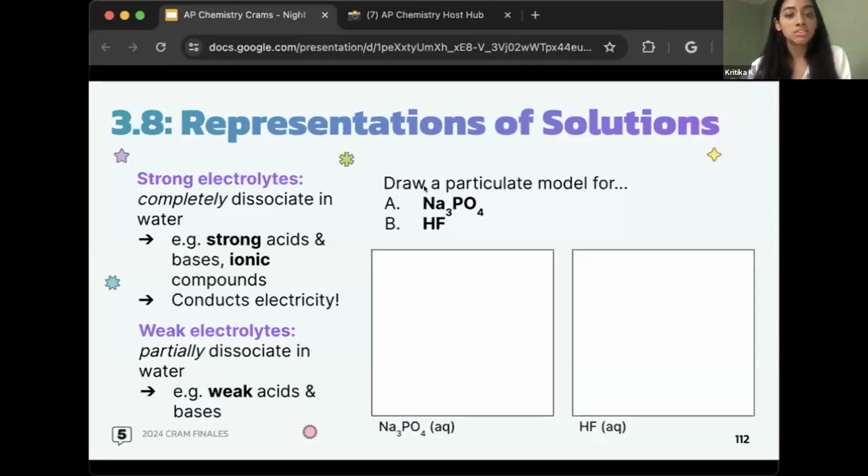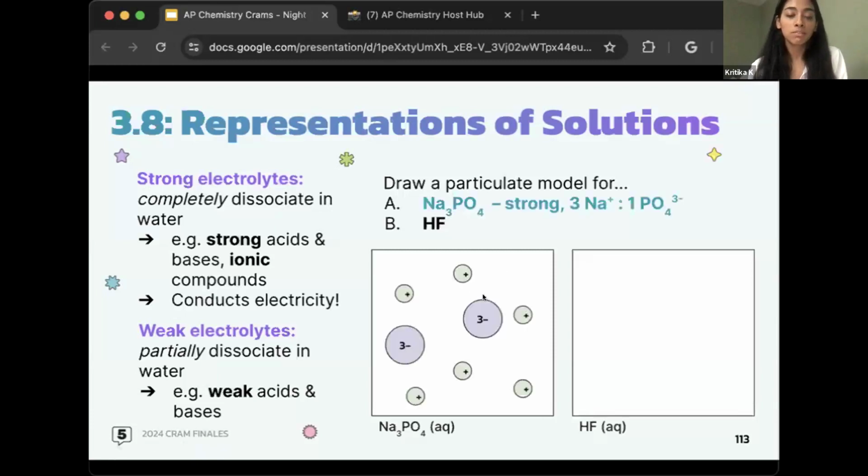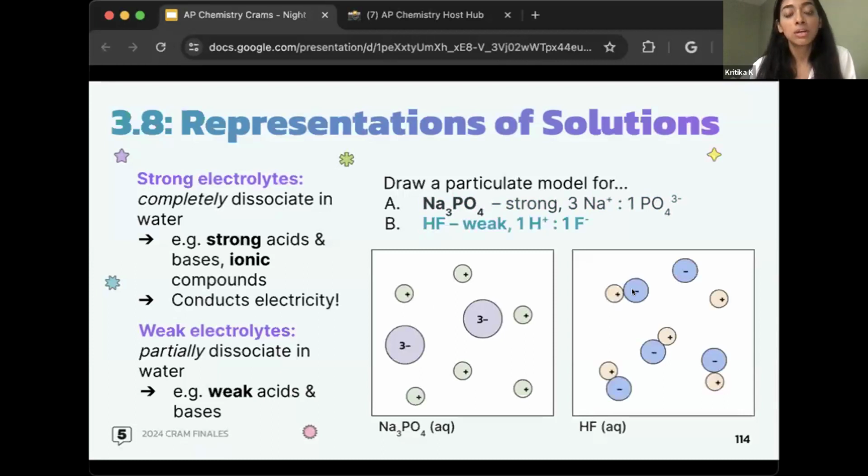So it's asking us to draw a particular model of these two molecules. For the first one, this is a stronger electrolyte, so it will be completely dissociated, whereas HF is a weaker acid, so it's only going to be partially dissociated. You see how in the upper left corner, we have the fluorine and the hydrogen being dissociated. However, in all other molecules, they are connected.